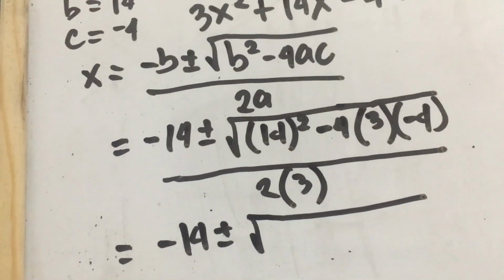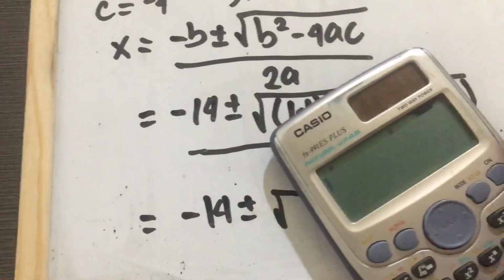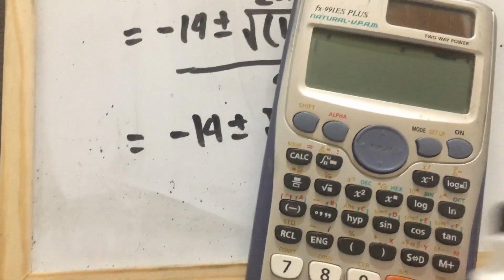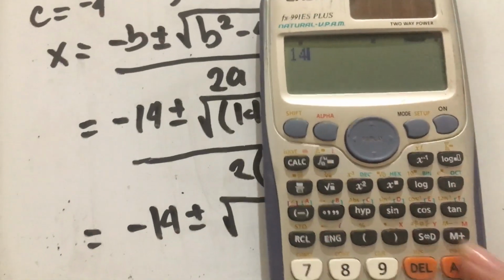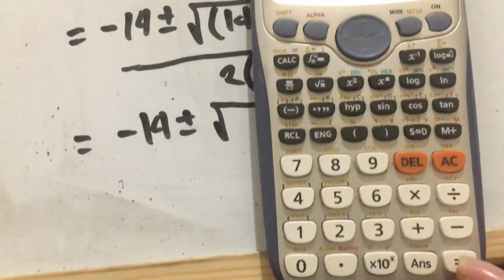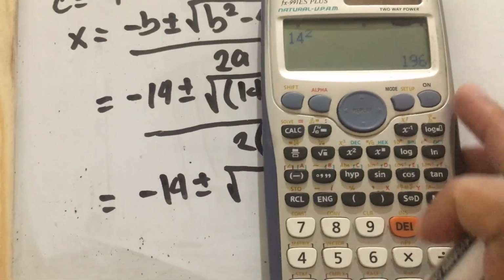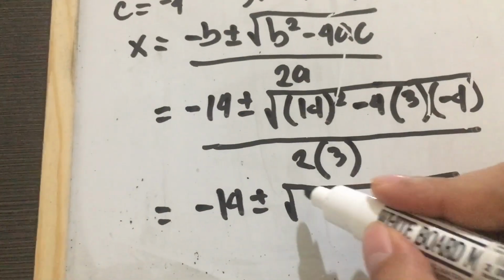What is 14 squared? So using the calculator, okay, 14 squared equals 196. So that is 196.